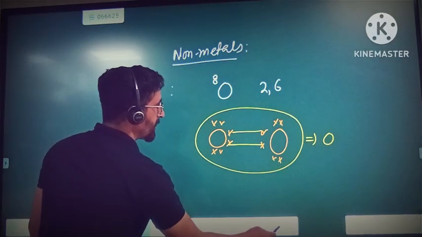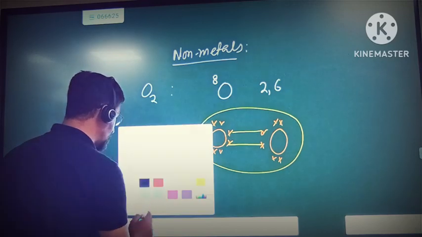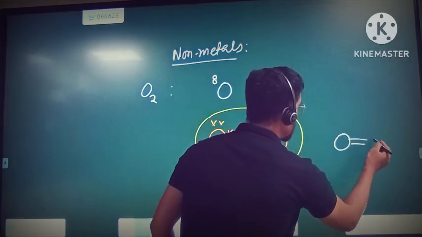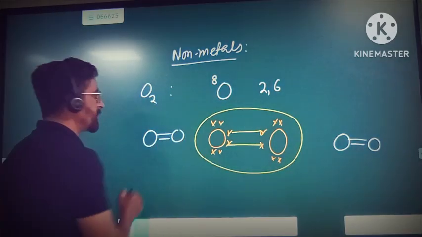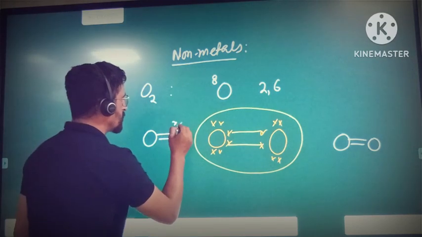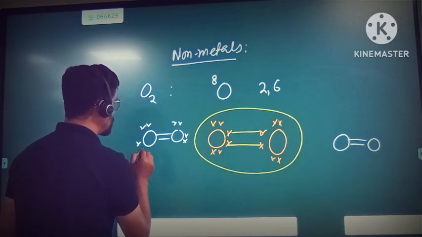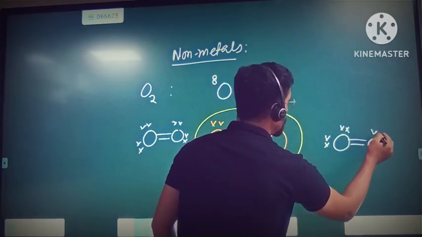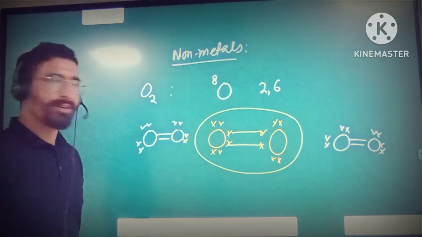Now, similarly, another oxygen molecule will be there, and here there will be another oxygen molecule. Now, every oxygen molecule is having these lone pairs of electrons. Here it is also having lone pairs of electrons. And what are the consequences?